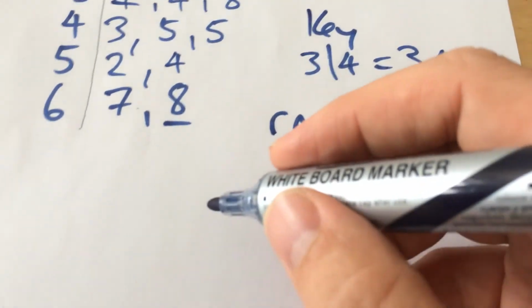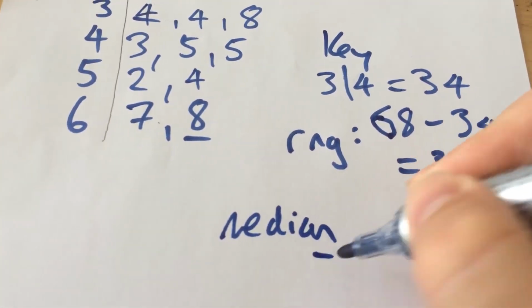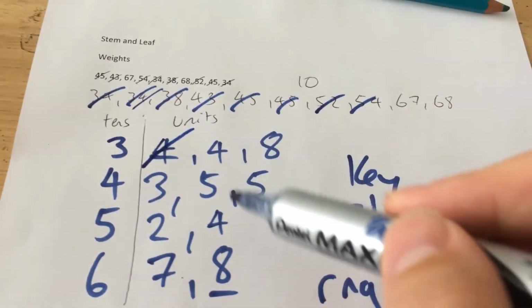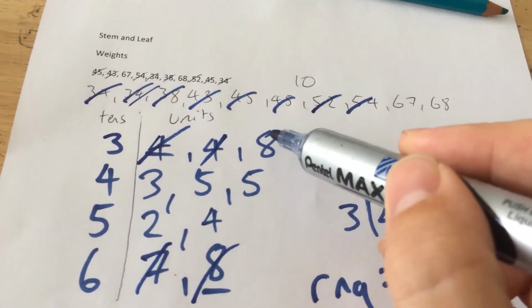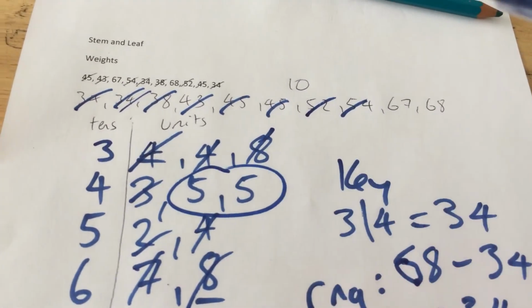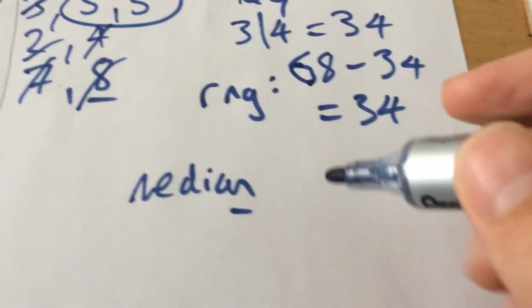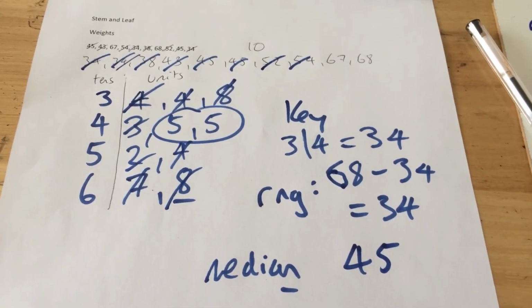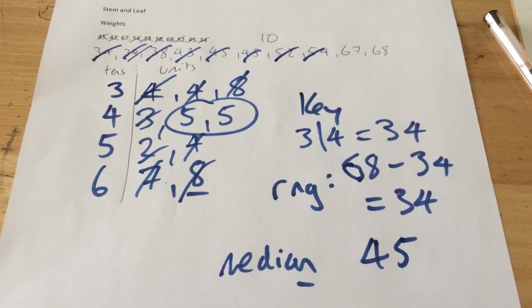And then you might also be asked to find the median, so the middle term. The easiest way to do this is cross them off either side. One off there, one off there, one off there, one off there, and I'm left with 2 in the middle. So you average the 2, but luckily they're both the same, so the median in this case is 45. So there we go. That's stem and leaf to add to the different types of charts that we see.